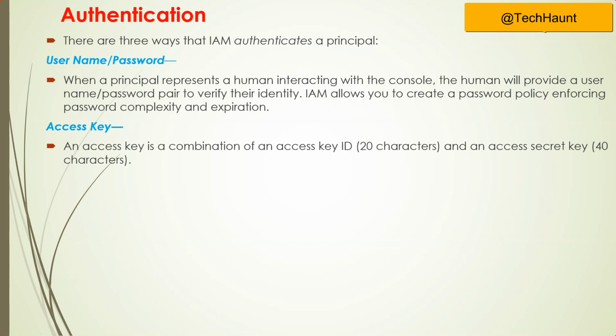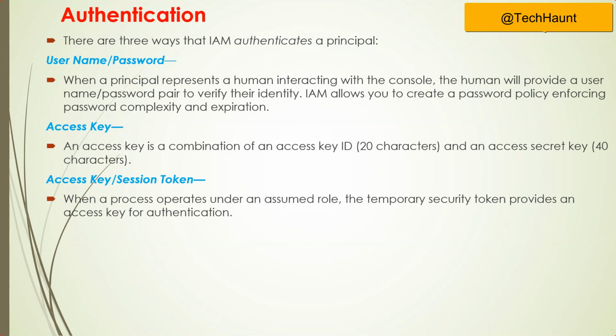Access keys. An access key is a combination of an access key ID, that's the 20 characters, and a secret key, that's the 40 characters. Another one is a session token. When a process operates under an assumed role, the temporary security token provides an access key for authentication, and also includes a session token. Calls to AWS must always include both parts, the access key and the session token, to authenticate to your AWS resources.